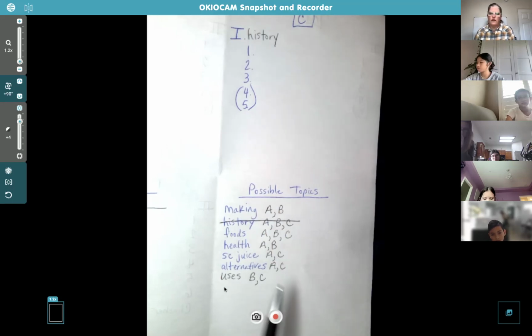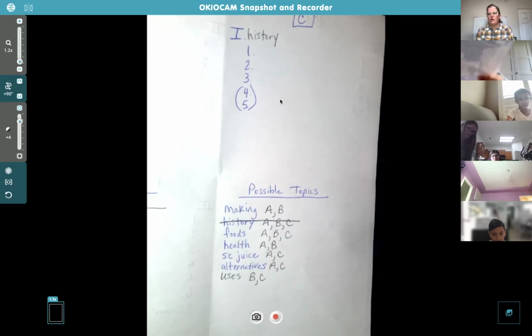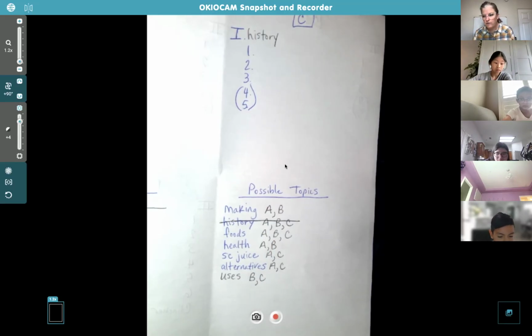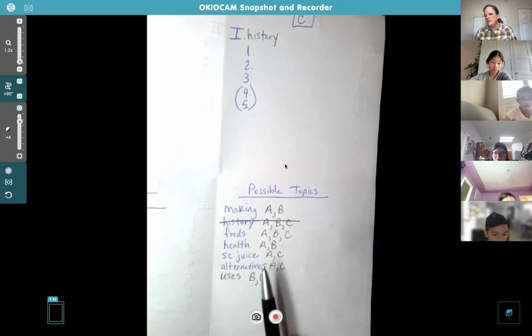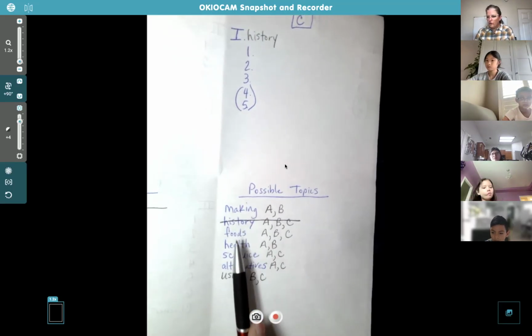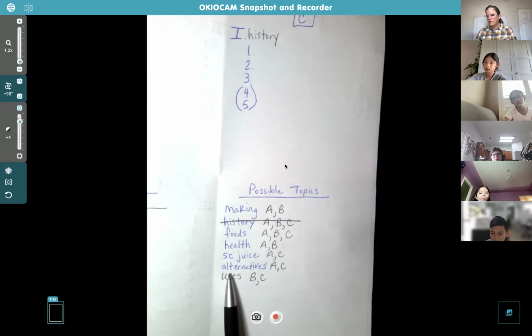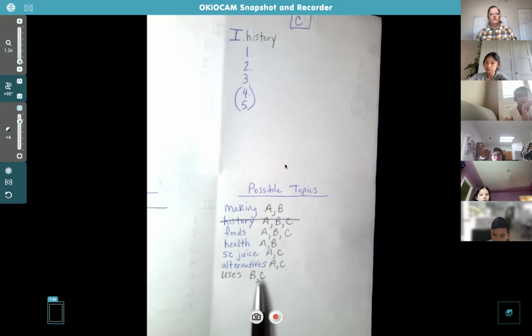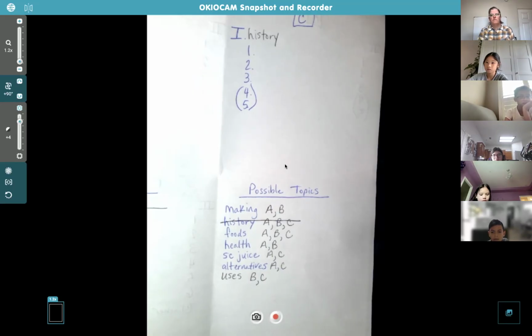If you already know what you want your second paragraph to be about, go ahead and type it in the chat. If you know what you're going to pick for your second paragraph, because everybody's is going to be a little bit different. And that's okay, because that makes it fun to share with each other later. So type in the chat either making or foods or health or sugarcane juice or alternatives or uses. Okay, good. I see it coming in.